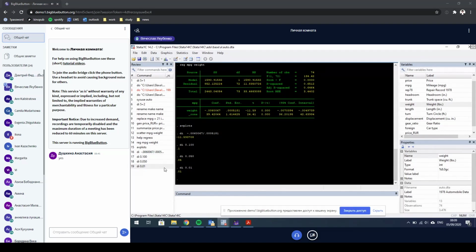All right, now let me demonstrate to you what happens if we don't have a significant coefficient. So here we could say now that there is really a good, strong relationship between weight and mileage. So between the weight of a car and how much fuel it consumes. Quite reasonable. We could try price, for example.